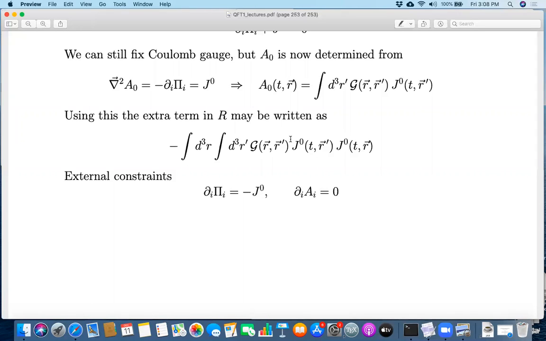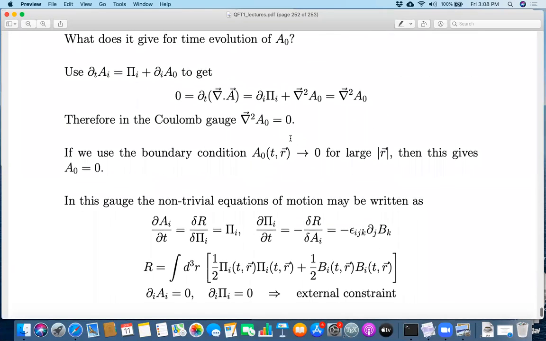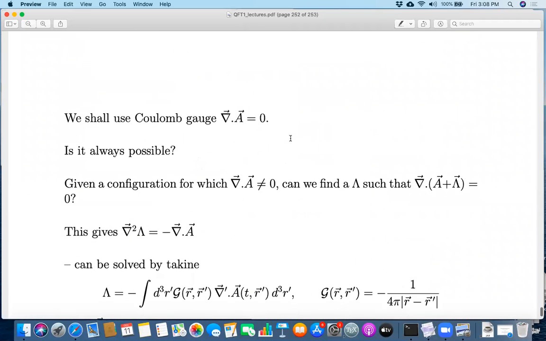Sir, yes, go ahead, please. Sir, can you go to the previous page? Previous page here. Okay. Yes, a bit above. Okay.